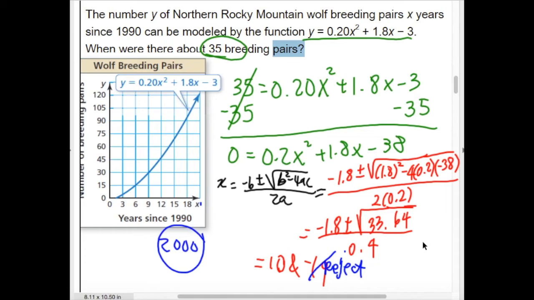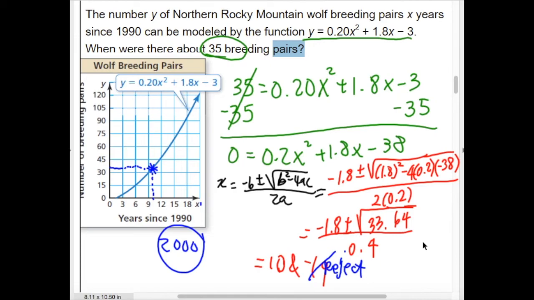I also want to take a moment here to look at and analyze the given graph. If I take my point and put a line through 35-ish on my y-axis and all the way to where it intersects the curve given, and then I draw a vertical line to the x-axis, then you would get about 10 years, which we got as an answer. That's one way to check your answer as well.